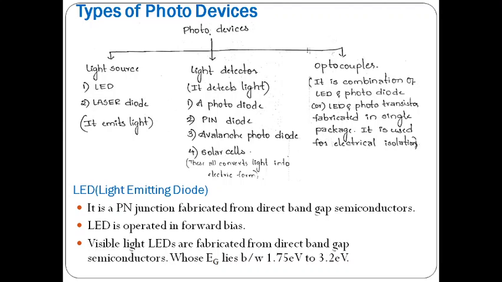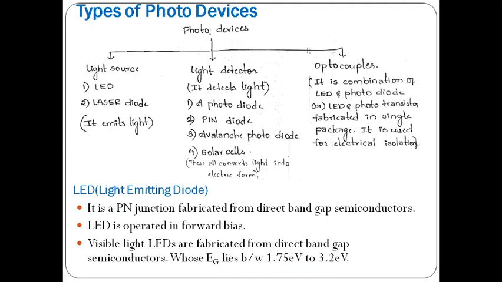These are the two major photo devices. One is the light source, another one is the light detector. The light source is used to convert the electrical signal into light, and the light detector is used to convert light to an electrical signal. And the third one is the optocoupler. It's a combination of LED and photodiode, or LED and phototransistor, fabricated in a single package. These are used for electrical isolation.